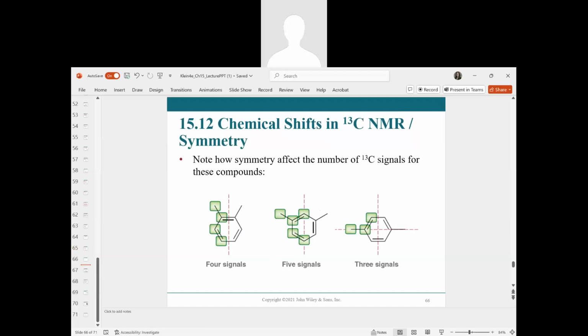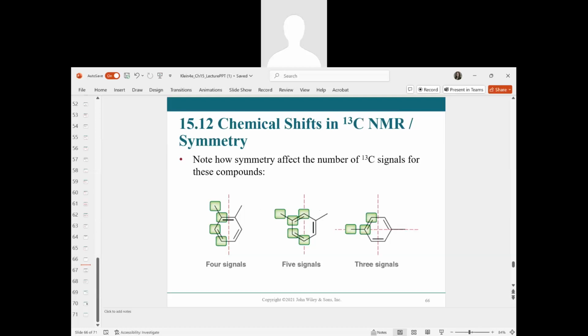Let's take a look at this first compound here, and we know that somewhere within the amount of molecules that we have, 1% will have any of these carbon atoms producing a signal. In this first molecule, we see 4 signals would be produced, and we see that one plane of symmetry. You can see that on the right side of the molecule, those atoms are not highlighted because they would produce a symmetrical signal. So we have 4 chemically equivalent carbons in our first molecule.